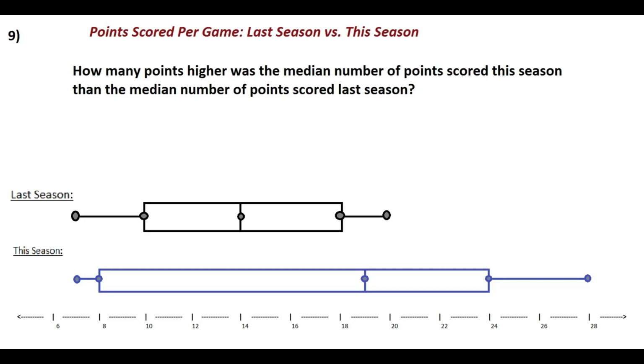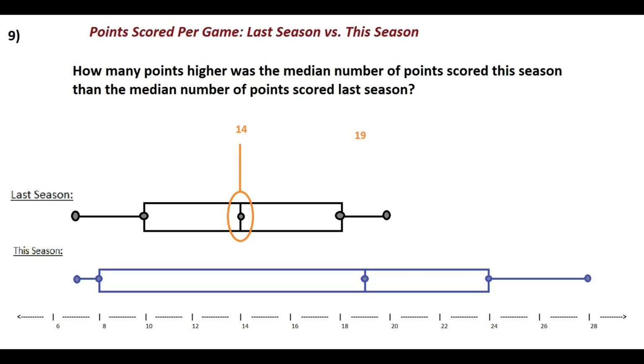So we're looking for that median, that middle hash mark right here. Let's look at this season. We have our median sitting right between 18 and 20. That number is 19. Let's keep that number in mind. We'll put it to the side for right now, but 19 for this season. Last season, we scored 14 points. That median sits right on top of 14.